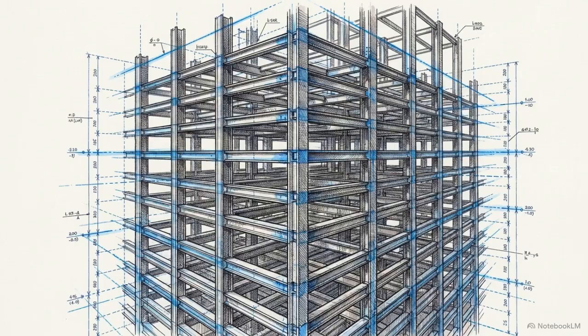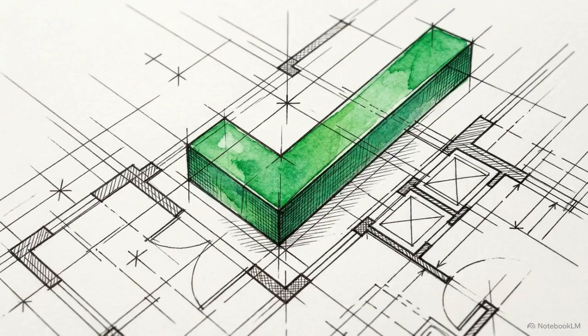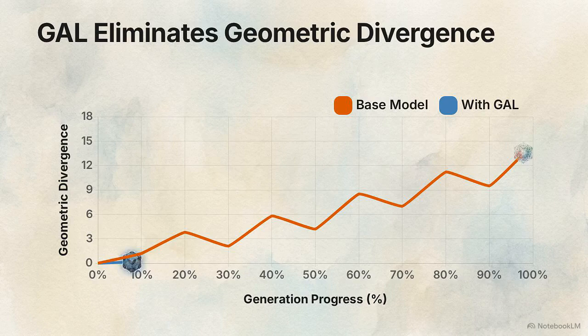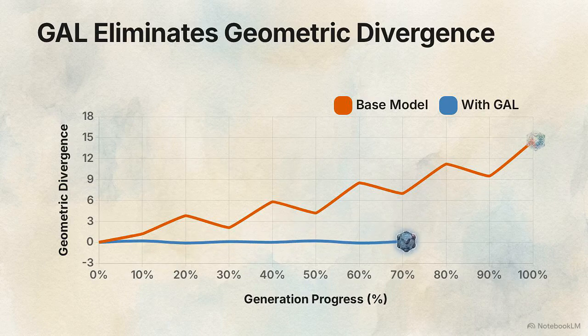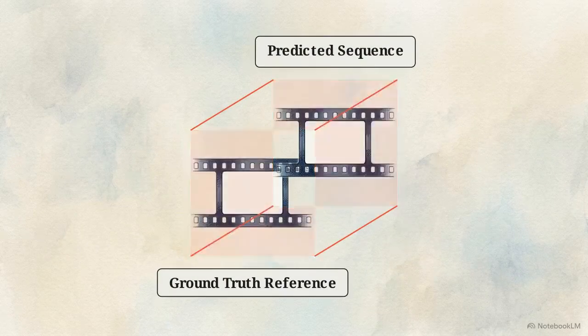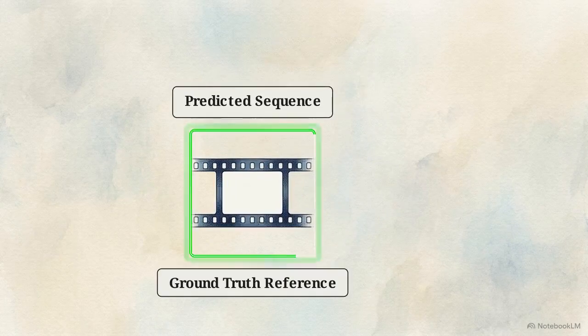This chart plots geometric divergence during generation. The red line represents the base model without enforcement, resulting in unstable geometry. The blue line shows the system with GAL active, staying flat at 0. The GAL accomplishes this by penalizing any geometric divergence between the model's predicted multi-view frames and the actual ground truth video during training.